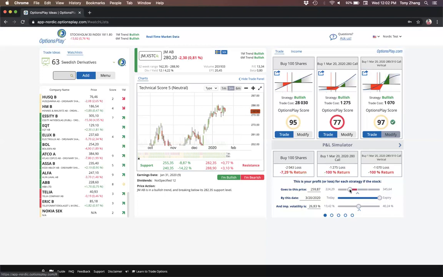And if I'm wrong on my trade, if the stock plummets back down to 260, here I lose 2,000 crowns. Here I lose 1,200 crowns. Here I lose 1,070 crowns.